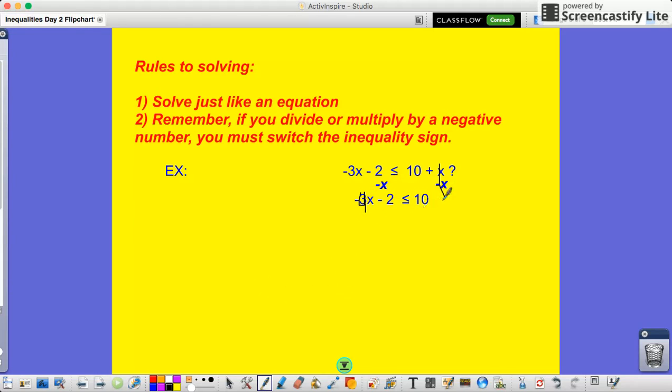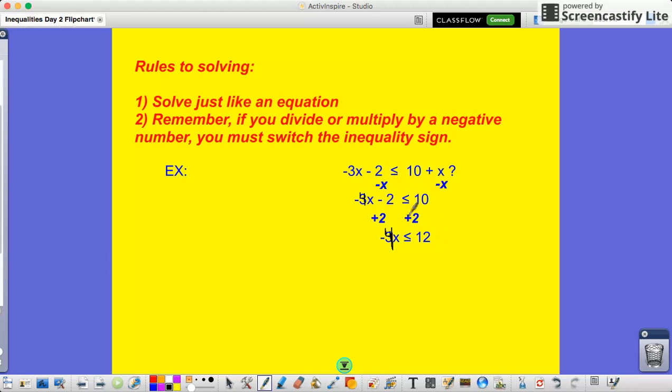minus 2 is less than or equal to 10. Now we got to get this x by itself, which means we got to get rid of this 2. So we actually have to add 2 to both sides. And what we end up with, when we add 2 to both sides, is negative 4x less than or equal to 12.